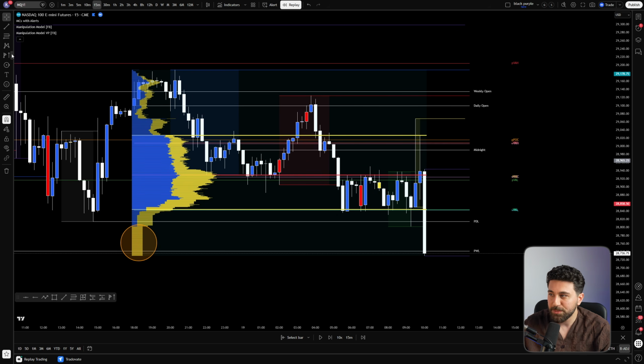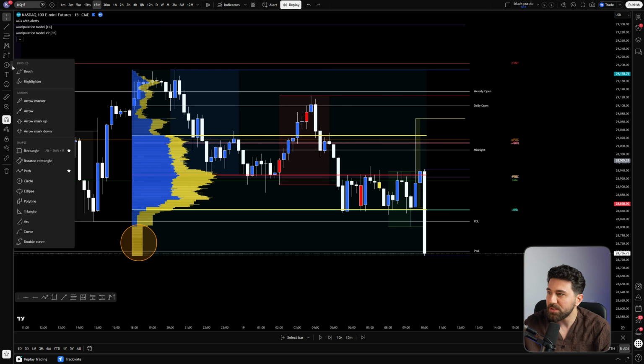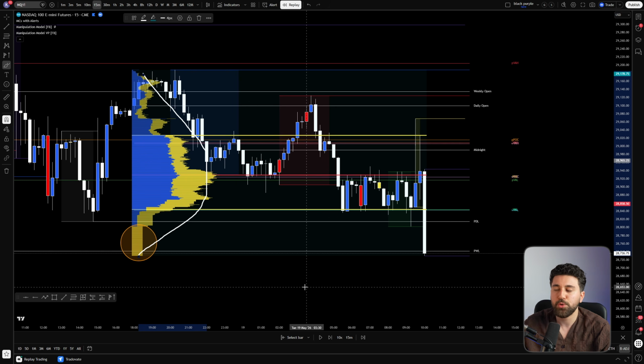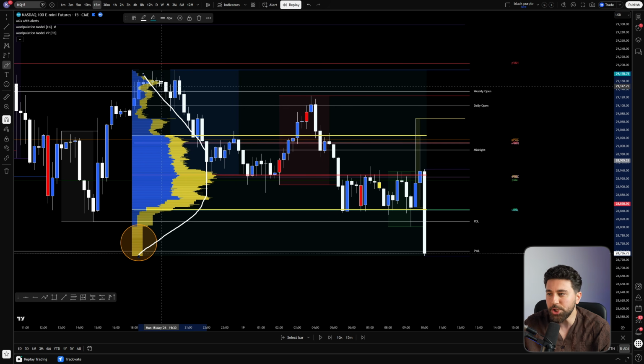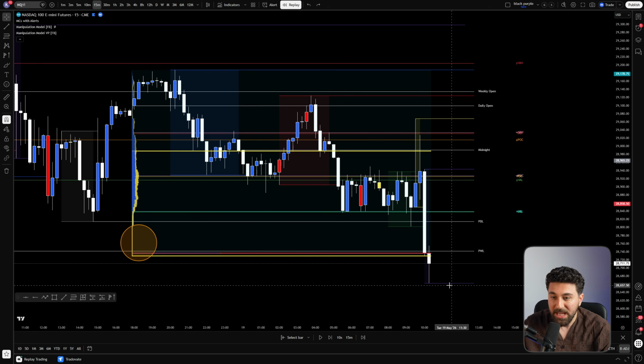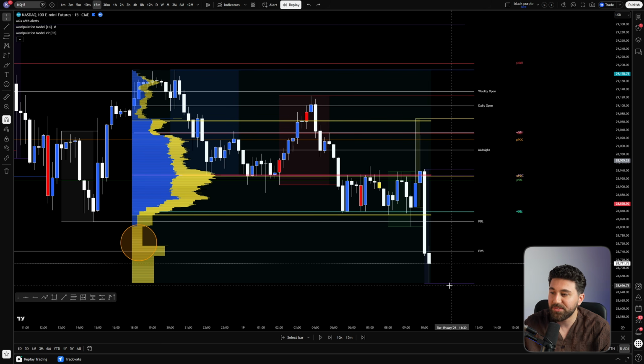And now this profile all of a sudden doesn't look like a B-shaped profile. It starts to look like a D-shaped profile where the value area is in the middle. So that's why I'm gonna wait and sit tight and watch what the market does. I want to see the hand of the smart money first.